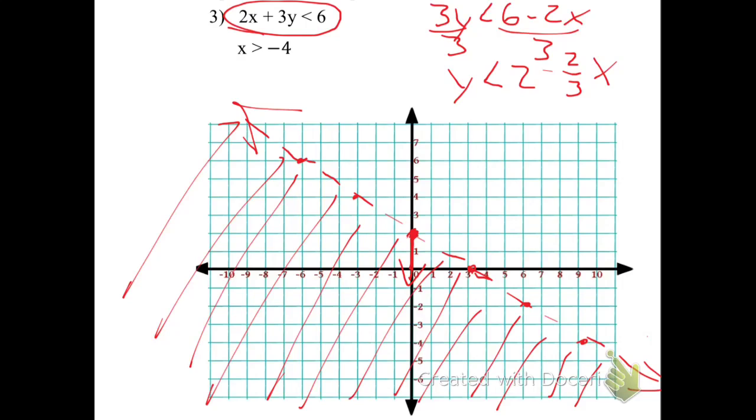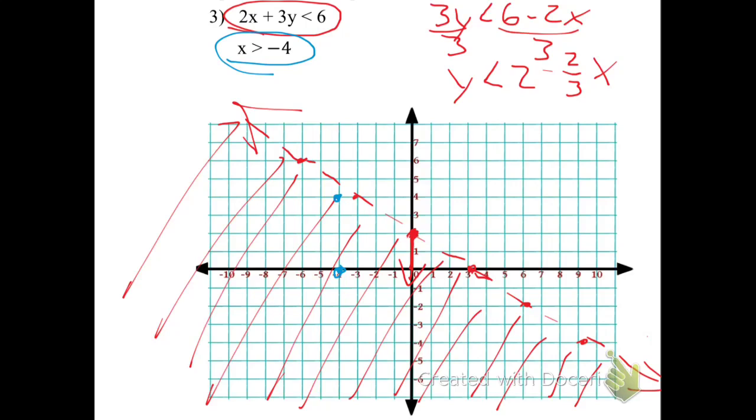Let's graph the other one in blue. That's the inequality x is greater than negative 4. So go to x is negative 4, that's right there. And realize that your line, the only part that changes is the y's. So if you go to like y is 4, x is still going to be negative 4.